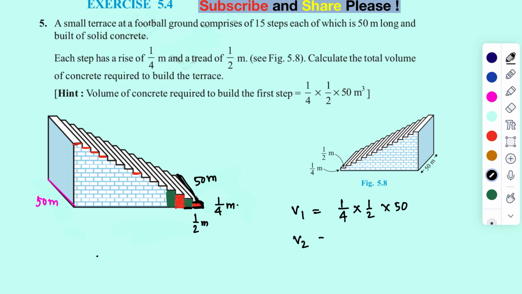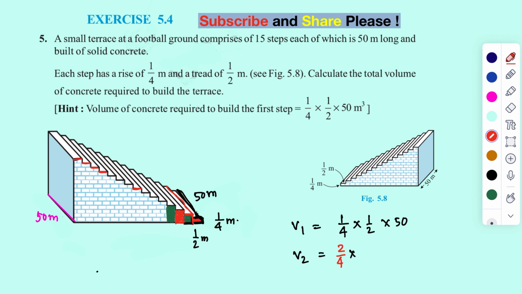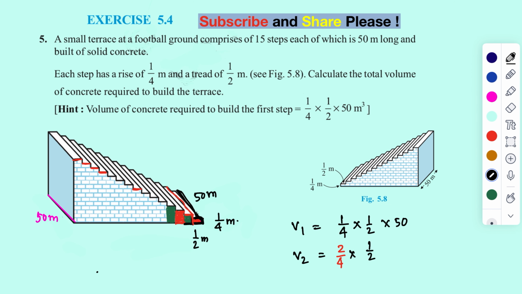Now for the second step, volume of the concrete required will be equal to, if you will see here the rise is, this one is the rise. Now the rise becomes this one. Total rise will be equal to 1 by 4 plus 1 by 4, that is 2 by 4, into the tread is 1 by 2 meter. This length is 50 meter. So we will write 1 by 2 into 50.